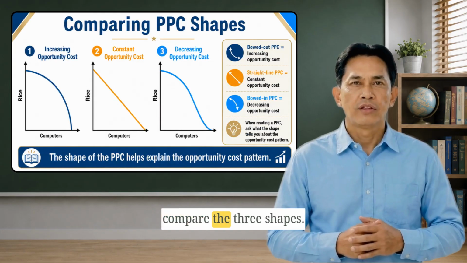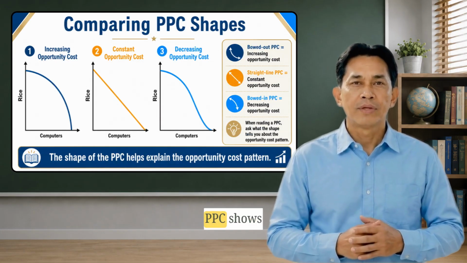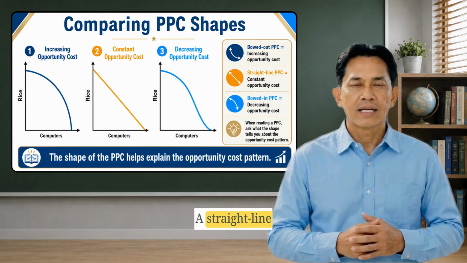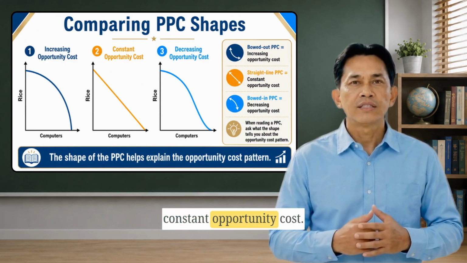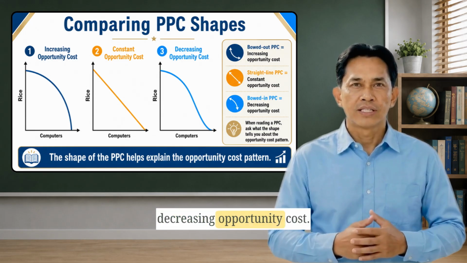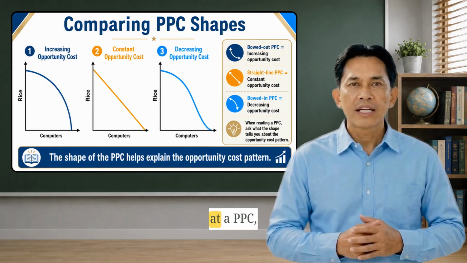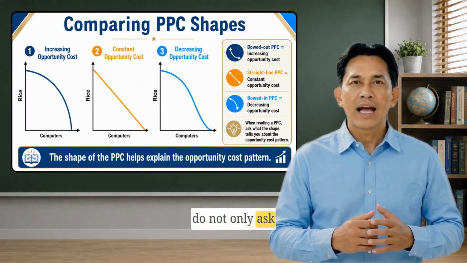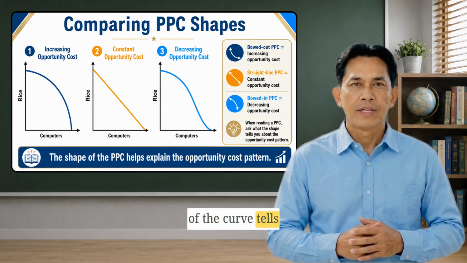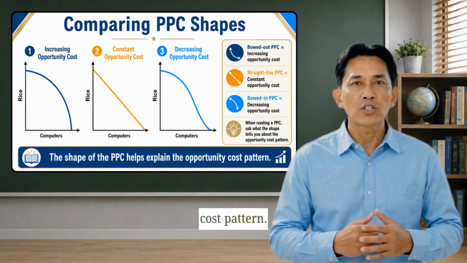Now, let's compare the 3 shapes. A bowed-out PPC shows increasing opportunity cost. A straight-line PPC shows constant opportunity cost. A bowed-in PPC shows decreasing opportunity cost. When you look at a PPC, do not only ask where the points are. Also ask what the shape of the curve tells you about the opportunity cost pattern.